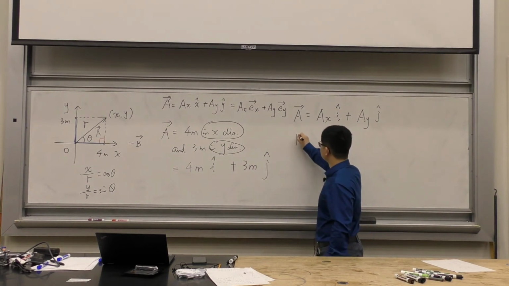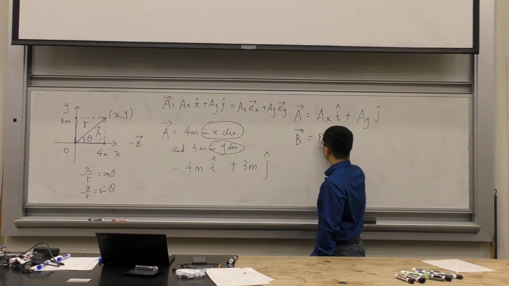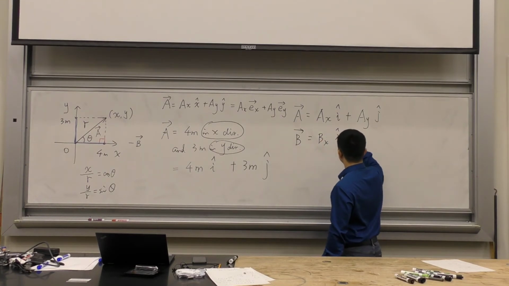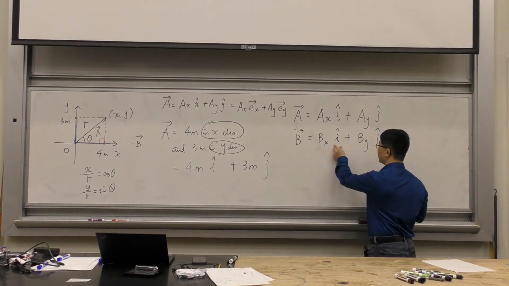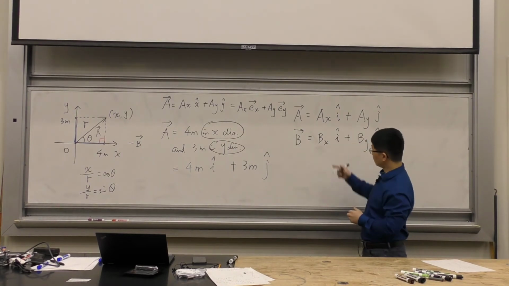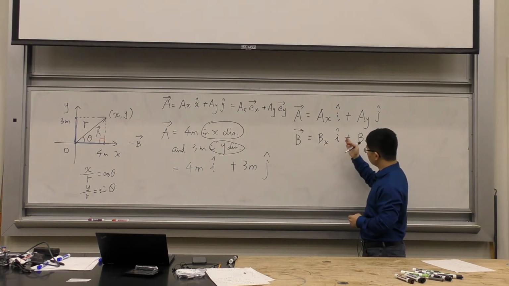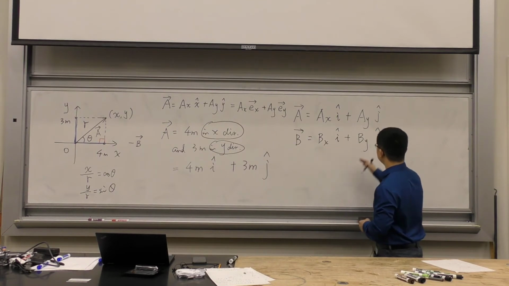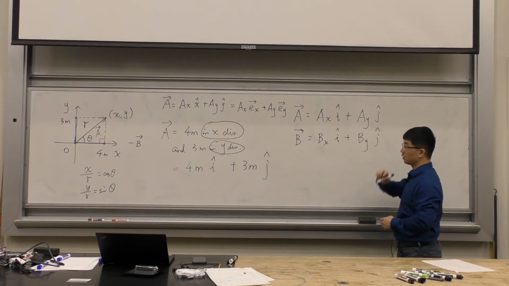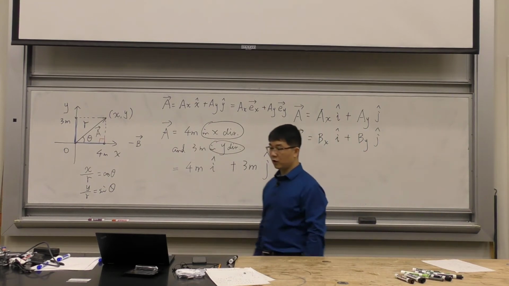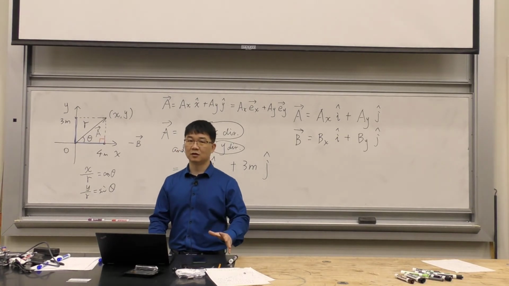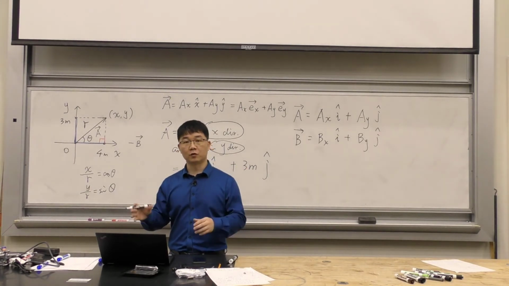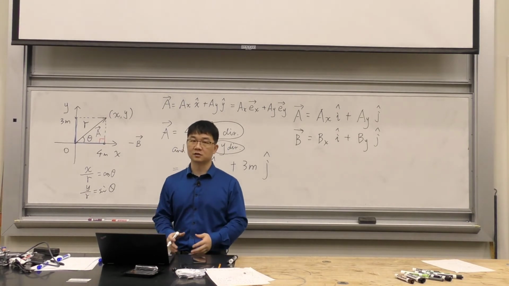Of course, if you have another vector B, and you can find the x component and y component, you will write it this way: Bx I hat plus By J hat. When I see this notation, I know it has a component in x direction with this number and a component in y direction with this number. Then, once you have these two vectors in component form, adding and subtracting them is very easy, because you just work with components. You just add or subtract components, literally.